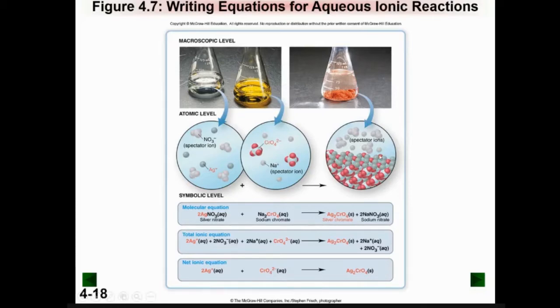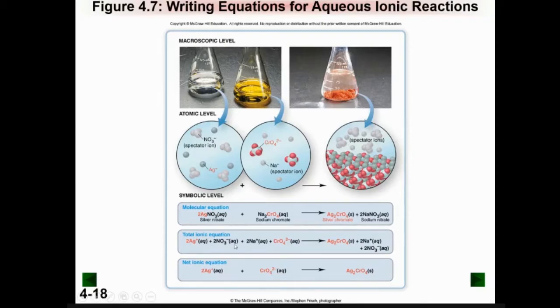And then when you put them together, you end up with the chromate and the silver bonding or being attracted to each other. Bonding is probably a strong word. Being more attracted to each other than they are to water, so they stick together. And the sodium and the nitrate don't do anything, so they stay in solution because they're still more attracted to water than they are to each other. They have a small charge.